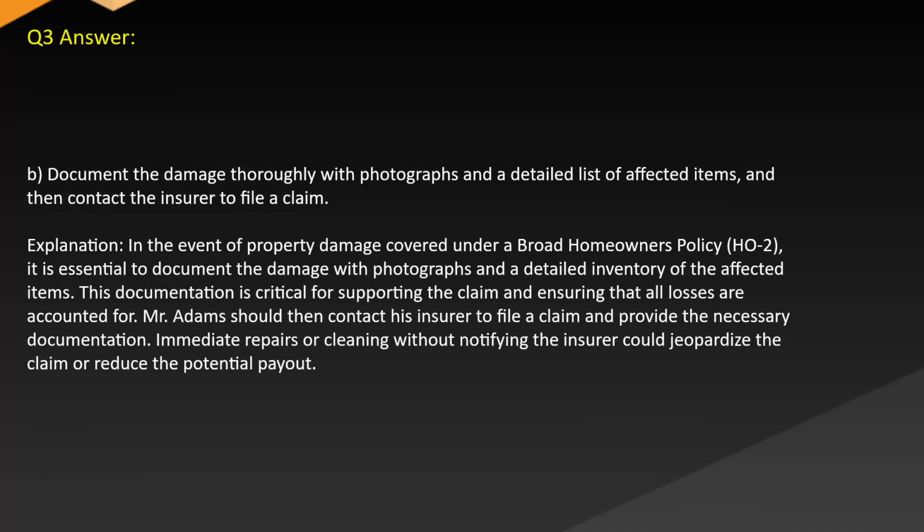Answer. B. Document the damage thoroughly with photographs and a detailed list of affected items and then contact the insurer to file a claim. Explanation. In the event of property damage covered under broad homeowners policy HO2, it is essential to document the damage with photographs and a detailed inventory of the affected items. This documentation is critical for supporting the claim and ensuring that all losses are accounted for. Mr. Adams should then contact his insurer to file a claim and provide the necessary documentation. Immediate repairs or cleaning without notifying the insurer could jeopardize the claim or reduce the potential payout.